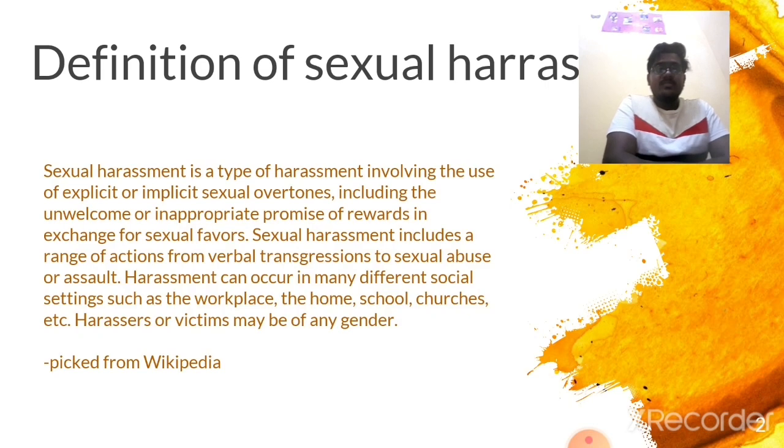In order to learn about sexual harassment, we need to know what it is first. From the survey that I did from Wikipedia, it stated that sexual harassment is a type of harassment involving the use of explicit or implicit sexual overtones, including the unwelcome or inappropriate promises of rewards in exchange for sexual favors. Sexual harassment includes a range of actions from verbal transgressions to sexual abuse or assault. Harassment can occur in different social settings such as workplace, at home, school, churches, etc. Harassers or victims may be of any gender.